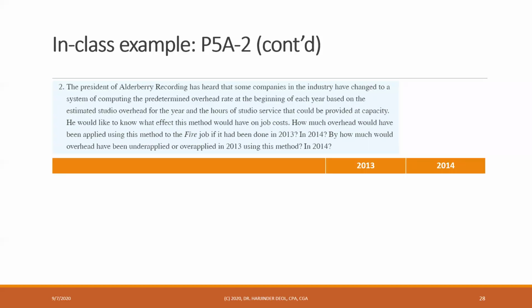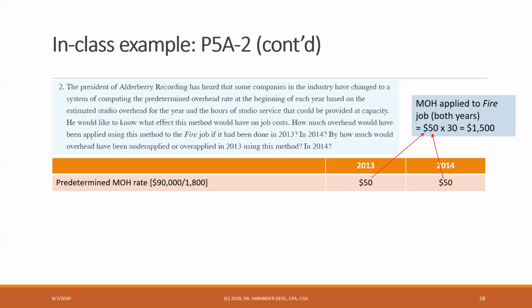So if we calculate the overhead rates based on capacity, the total capacity is 1,800 hours. So in both years, the predetermined overhead rate will have been $50 an hour. So the MOH applied to the Fire CD job in both years will have been $50 an hour times 30 hours, or 1,500. So considerably less than what would have been charged under the existing system.